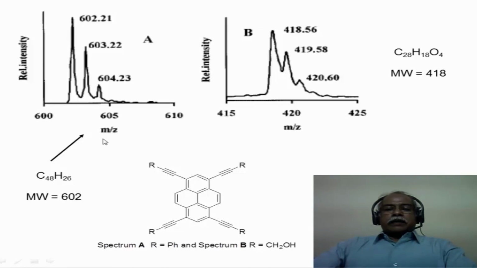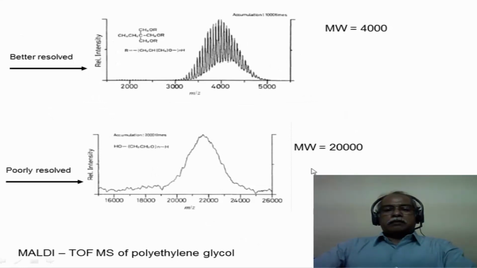These are tetraethynyl pyrene derivatives, and these derivatives are analyzed by MALDI spectrometry. In MALDI spectrometry, not only the molecular ion peak is seen, the resolution is good enough to see the M+1 ion as well as the M+2 ion in these cases. The molecular weight of this compound is 602. So you see 602, 603 and 604. When a hydroxy functional group in the form of CH2OH is attached here, the molecular weight is 418. So you see 418, 419 and 420. So this is the R equal to phenyl derivative, and this is the R equal to CH2OH derivative. The R groups are mentioned in this diagram here.